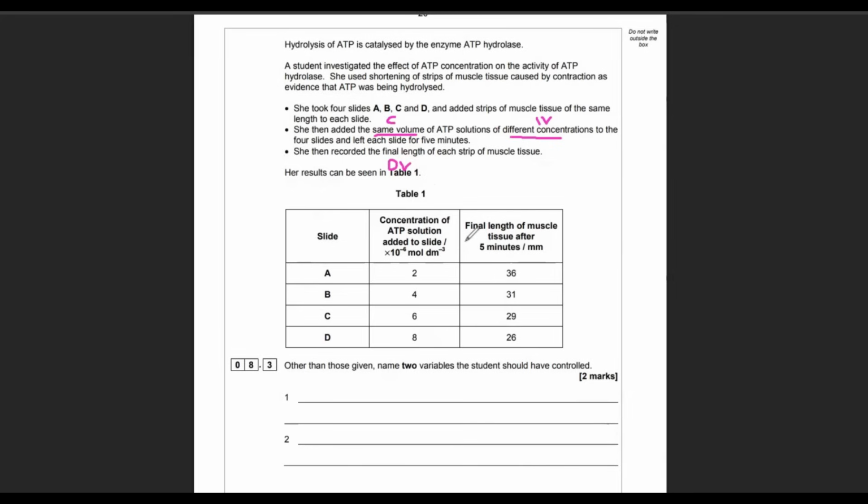What else about the muscle tissue? She used the same initial length for each slide. I think she needs to keep the thickness or the width the same. So let's put thickness of muscle tissue. That would be sensible. How long does she leave it for? 5 minutes, so we don't need that. What else? Let's have a little think.